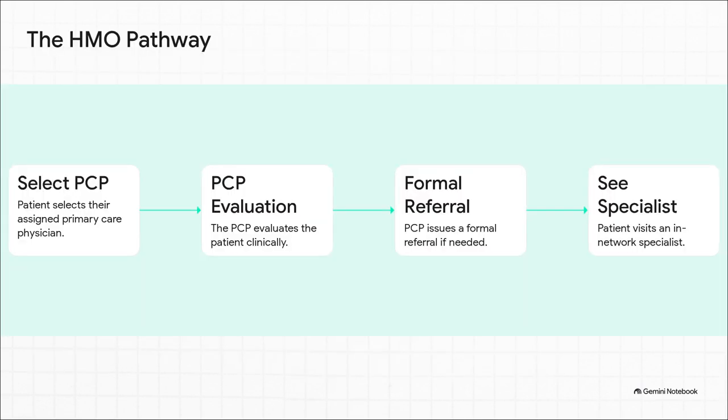Let's walk through this mandatory clinical pathway, step by step. First, the patient selects their assigned PCP. Second, when an issue pops up, that PCP has to evaluate them clinically. Third, if the doctor decides a specialist is actually necessary, the PCP is the one who issues the formal referral. And then finally, step 4, the patient gets to see the specialist. But remember the golden rule here. Even with that shiny formal referral in hand, patients are strictly required to see a specialist who is already affiliated with the HMO's network. No exceptions.